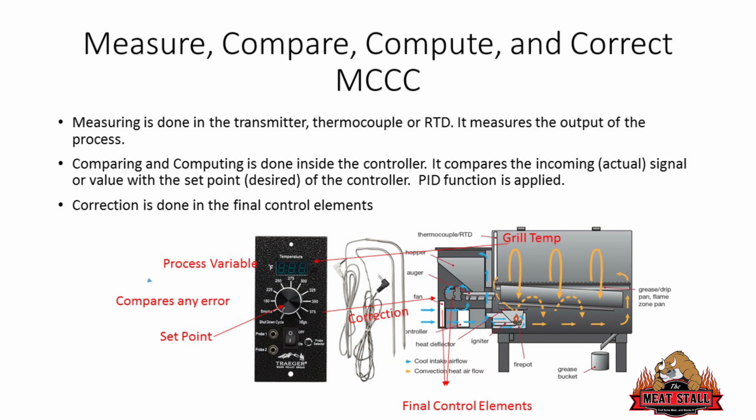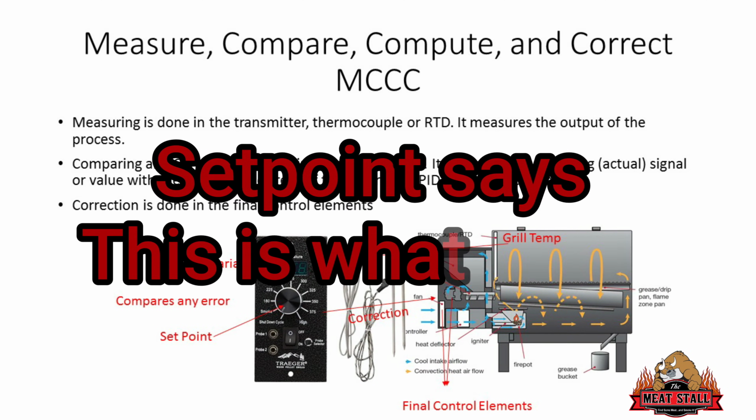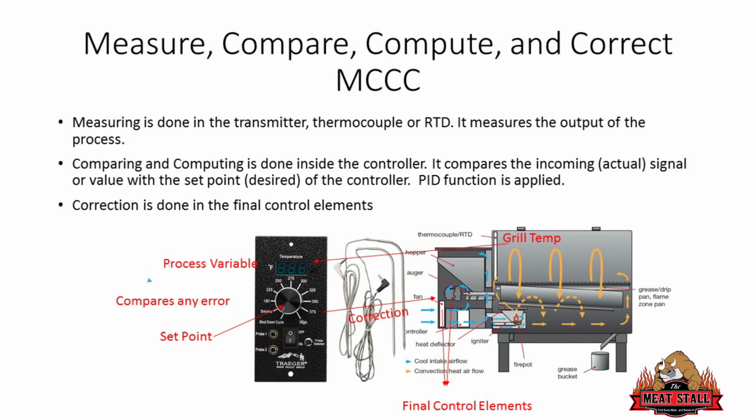As you look over at your Traeger controller, which I have here, you have your process variable and you have your set point. Your process variable is basically telling the controller, this is what I got, and the set point is telling it, hey, this is what I want. And through the PID function, it sends out a signal which corresponds to the correct direction to bring your error to 0 and then stabilize at your new set point.